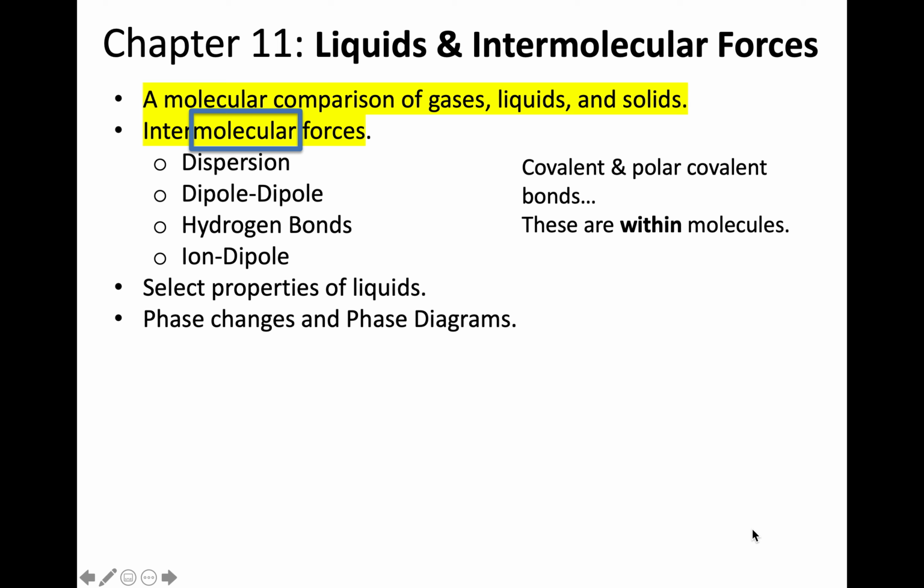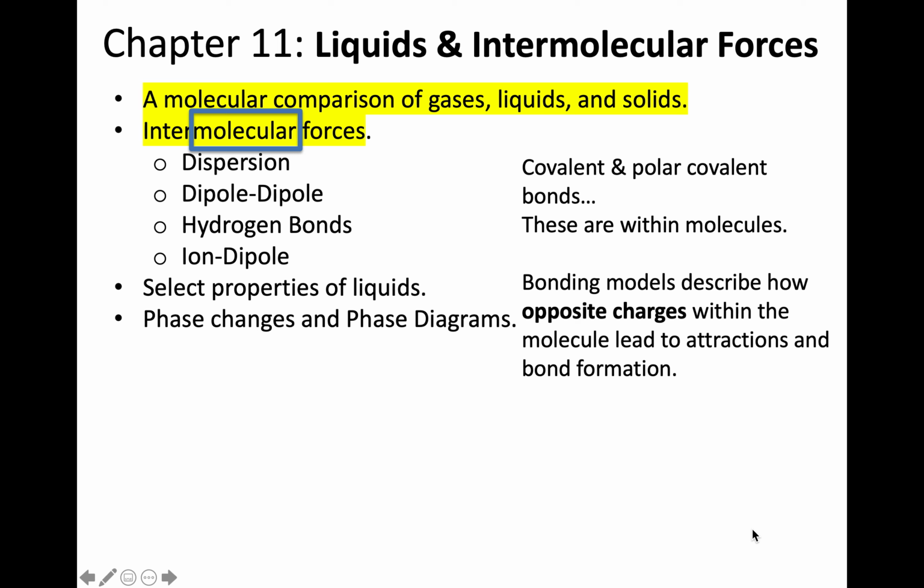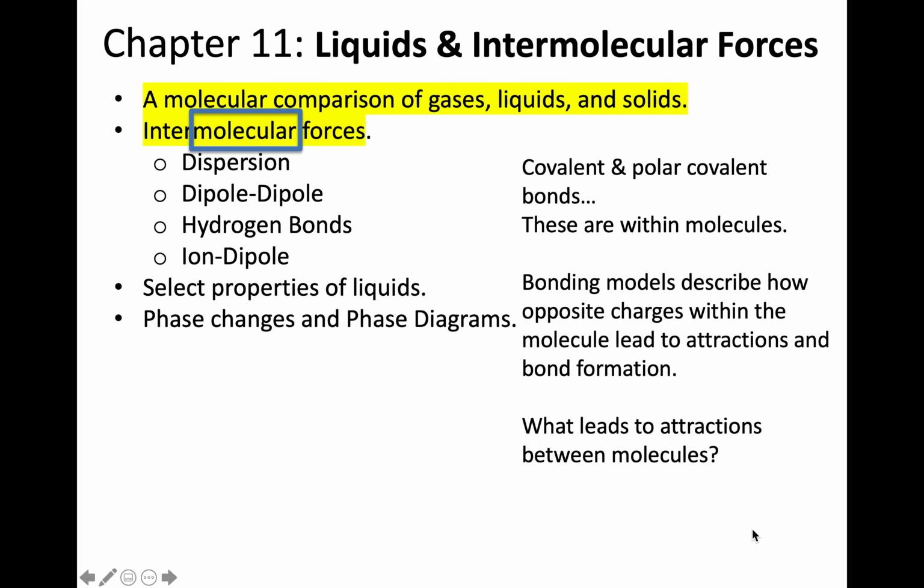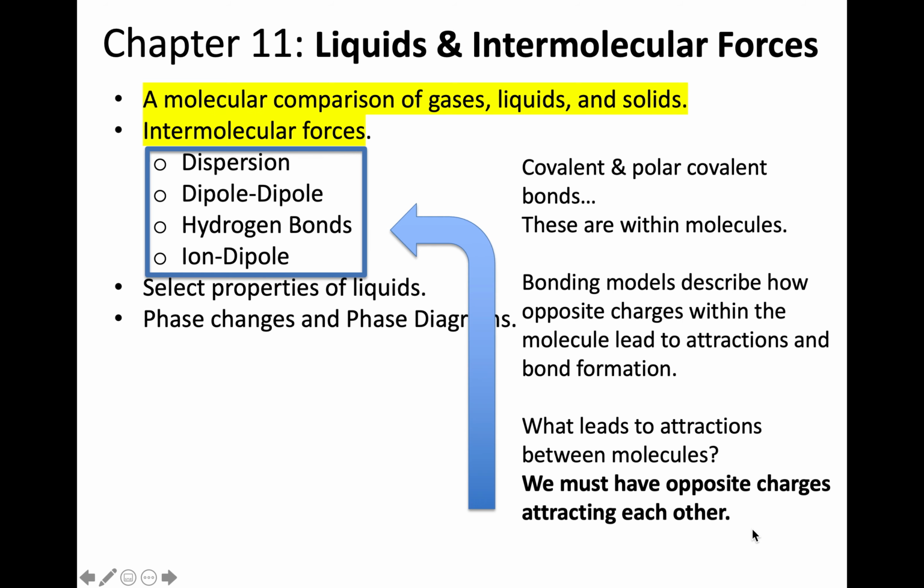When we've looked at ionic and covalent bonds, these are describing what's taking place within the molecules. The bonding models describe how opposite charges within the molecule are leading to attractions and the bond formation. Whether we're thinking about valence bond theory or molecular orbital theory, it's all about how we can have opposite charges that lead to a net attraction. What leads to attractions between the molecules themselves? Once again, we must have opposite charges attracting each other, and that's what the intermolecular forces are describing.